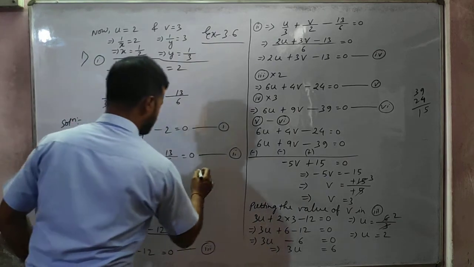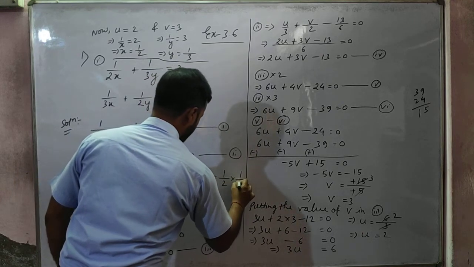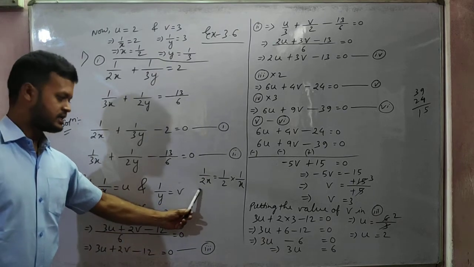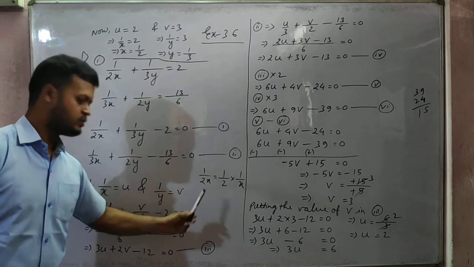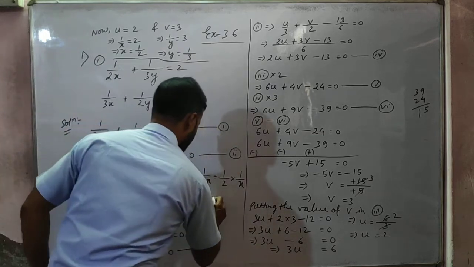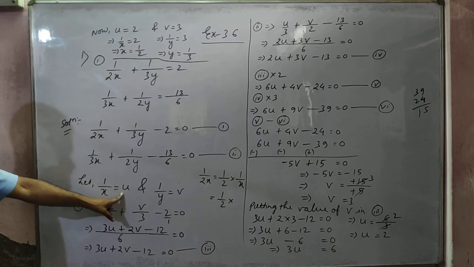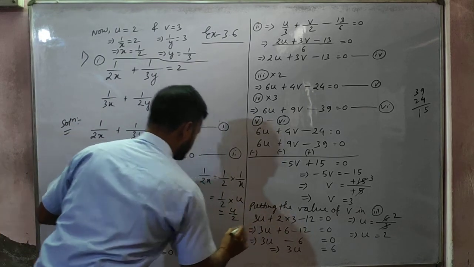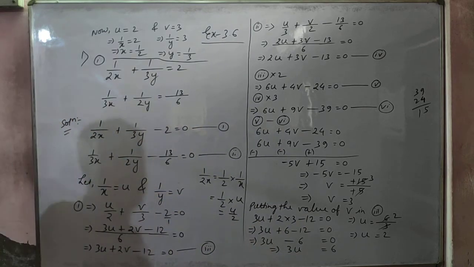So 1 by 2x, can you write it like this? 1 by 2 into 1 by x. 1 by 2x means 1 by 2 into 1 by x. 1 into 1 will be 1 and 2 into x will be 2x. So 1 by 2 will stay here. What is the meaning of 1 by x? u. Put here u. So it will become u by 2, isn't it? So in place of 1 by 2x I have to put u by 2.